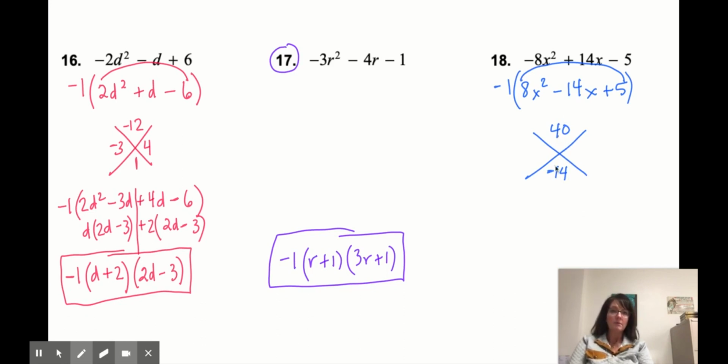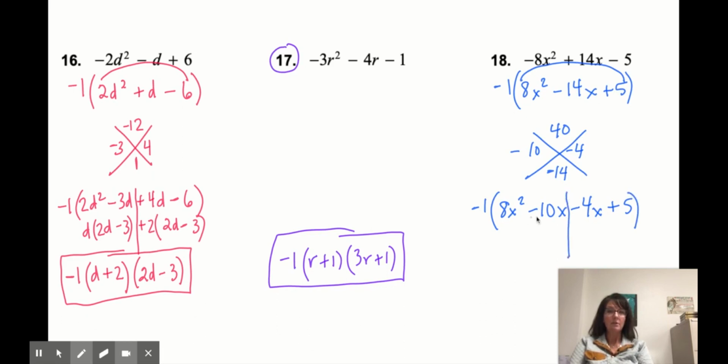Well, looks like 10 and 4 would. So if I put 10 and 4, now because this is positive, they're both negative, and when you add them together, you get negative 14. So what we're doing is breaking up this negative 14 into negative 10x and negative 4x. So we're going to keep this negative 1. 8x squared minus 10x minus 4x and plus 5 from the original polynomial right here.